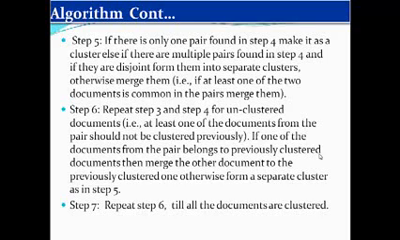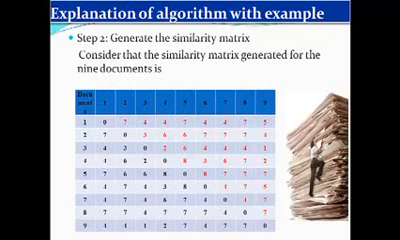If one of the documents from the pairs belongs to previously clustered documents, then merge the other document to the previously clustered one, otherwise form a separate cluster as in step 5. Repeat step 6 till all the documents are clustered. Explanation of algorithm with example.